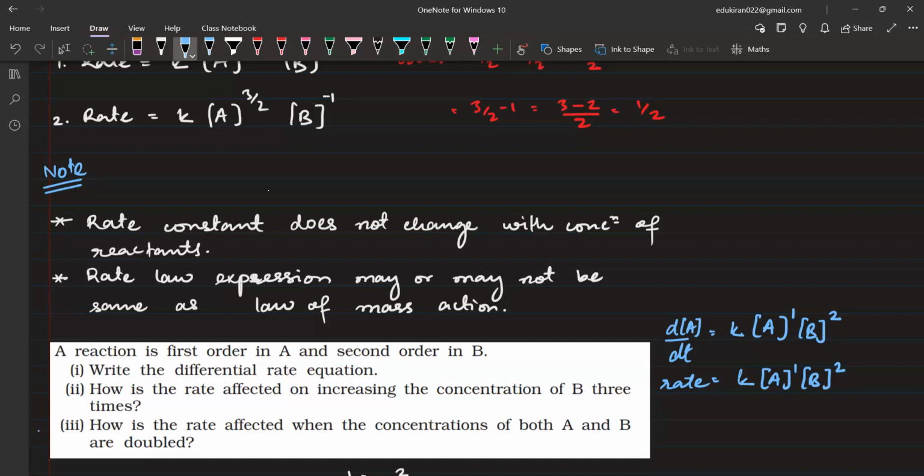Okay, I've got one answer. For the second one, how is the rate affected on increasing the concentration of B 3 times? Fine. How is the rate affected when the concentration of both A and B are doubled? Okay. Krishna Priya, any answers? Yeah, fine, correct.